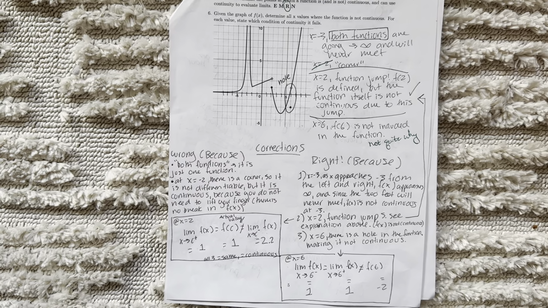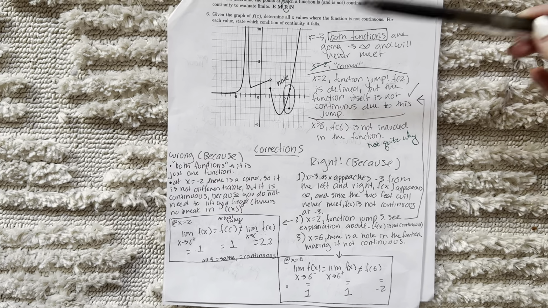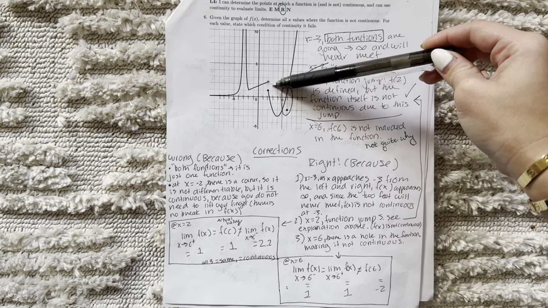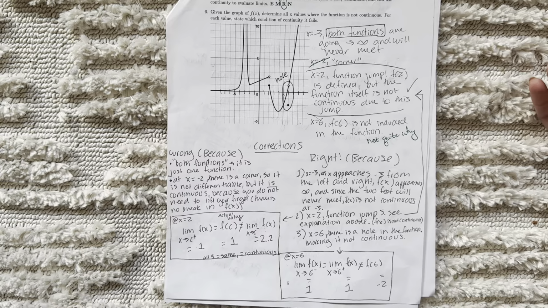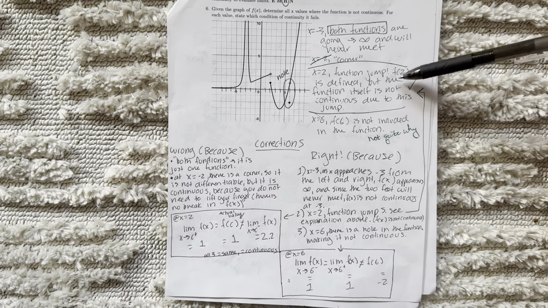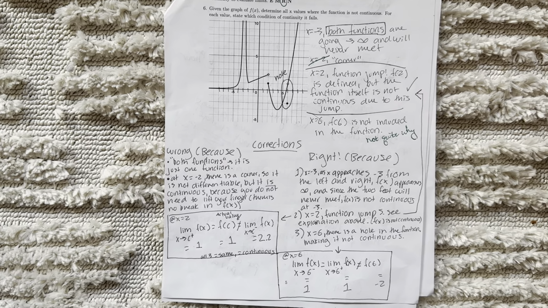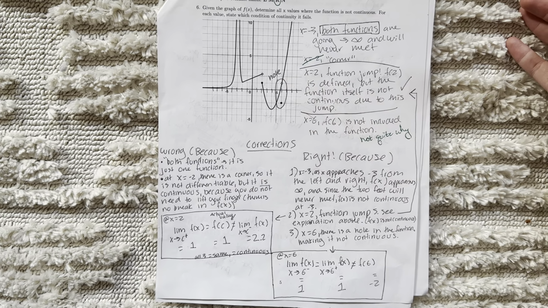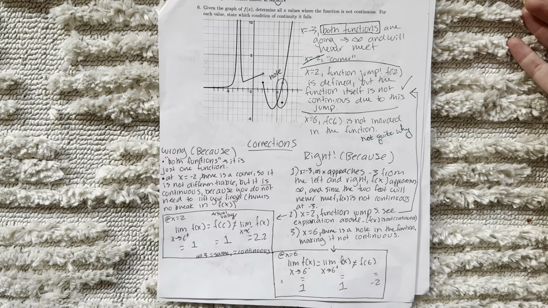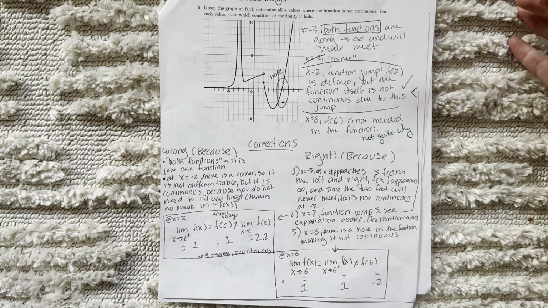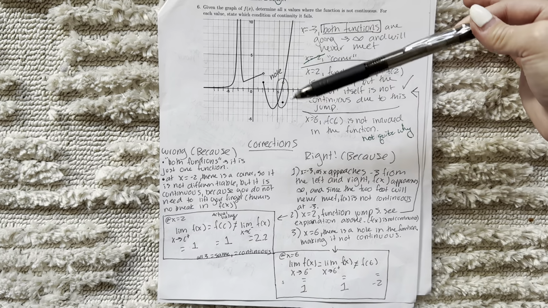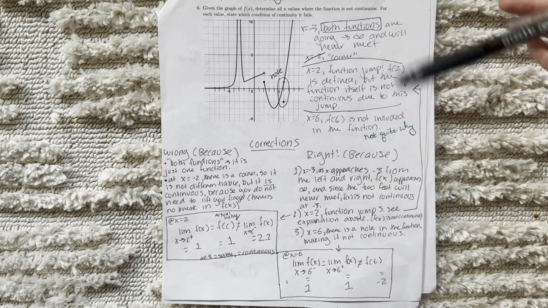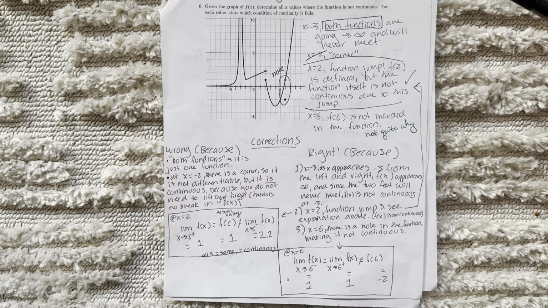So the next point at which it's not continuous is at x equals 2, which is right here. We can see that there is a function jump. It is as clear as day. I explained more about it here. The function is not continuous due to this jump, but the function is still defined. So f of 2 is still defined, but the function itself is not continuous.